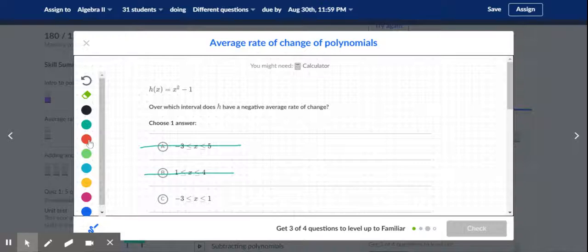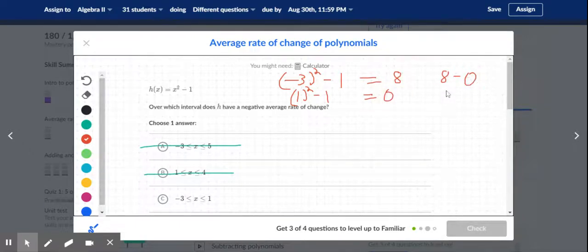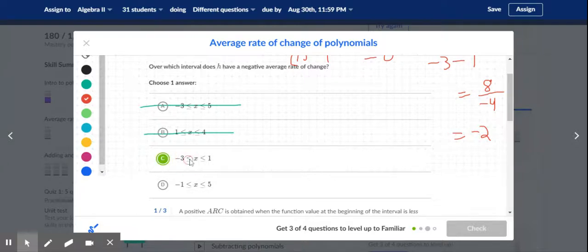Letter C looks like this. -3 squared minus 1. 1 squared minus 1. It's 8. This is 0. So let's take 8 minus 0. And on the bottom we'll have -3 minus 1, which is -4. So 8 over -4. Bingo. 8 divided by -4 is a negative number. And it doesn't matter what negative number it is, but it's a negative number, right?